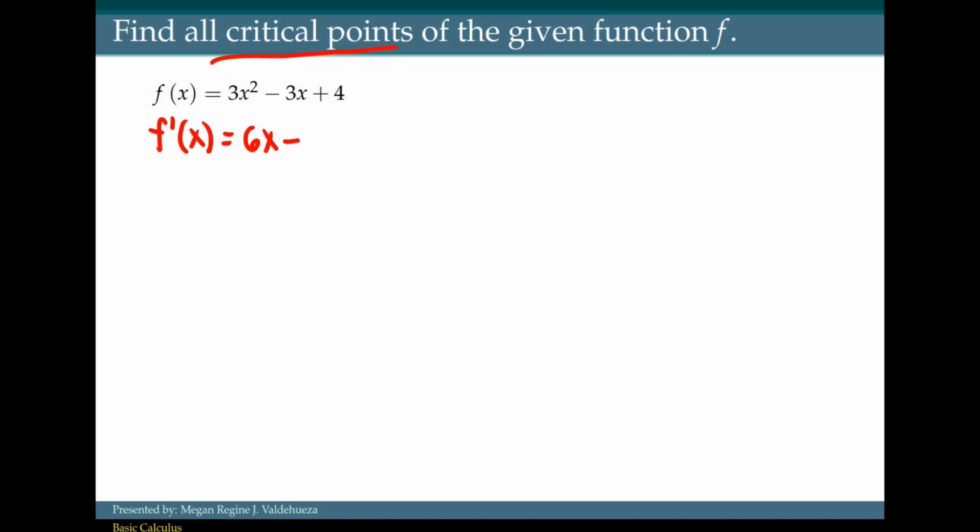Minus the derivative of 3x, that is 3, right? Because we have x here with an exponent 1 minus 1, and that is equal to 0, and x to the power of 0 is just equal to 1 times 3, so we have 3 here. Plus the derivative of a constant, and that is 0. So we have the derivative of the function, that is 6x minus 3.